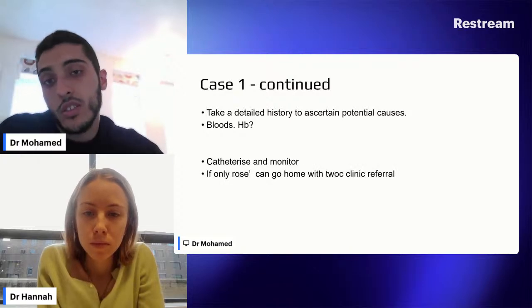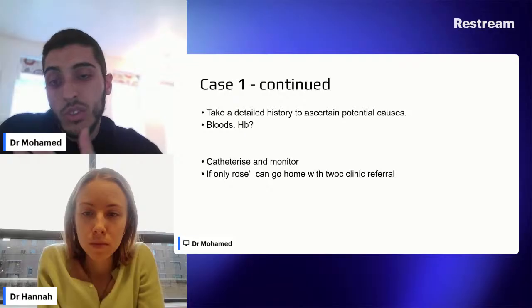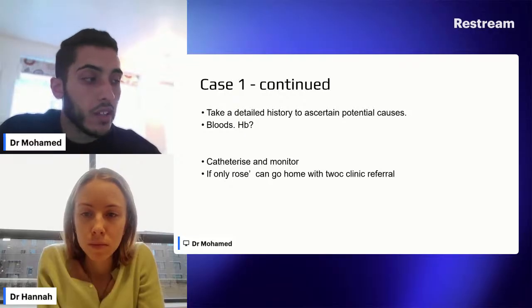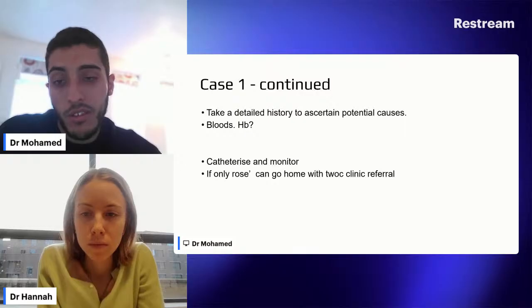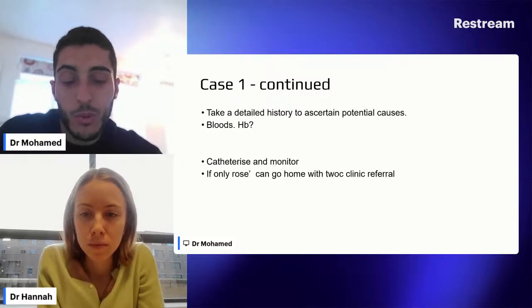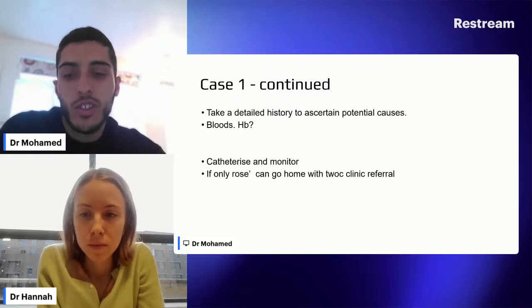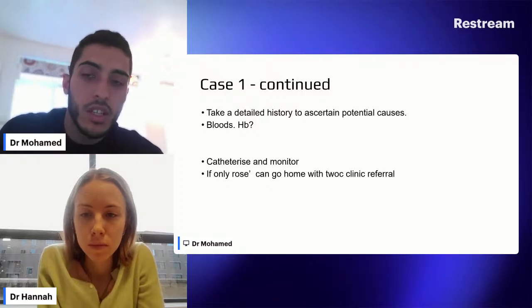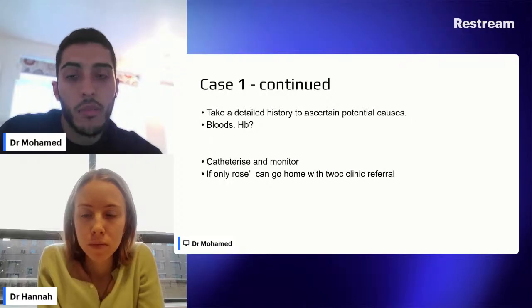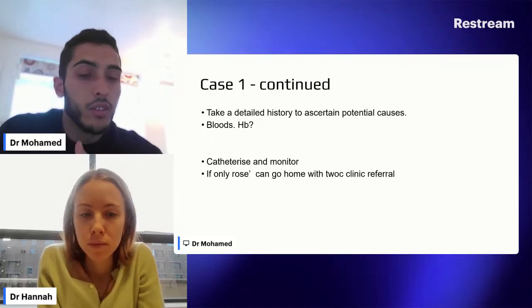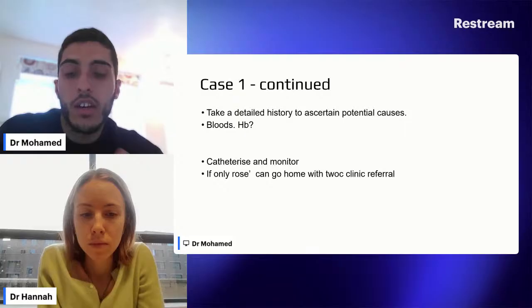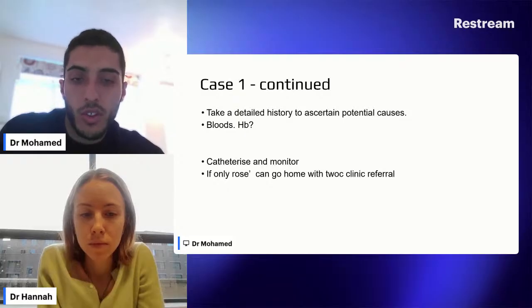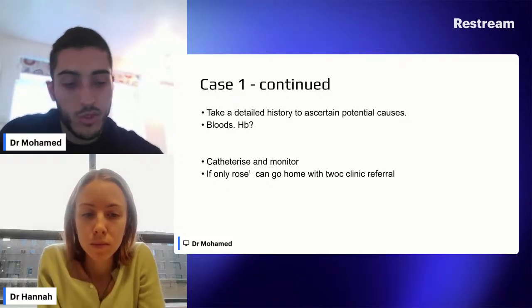If the patient's urine is rosé in color, so remember we described that as, for those that maybe aren't familiar with that, if people don't drink wine or whatever, then diluted squash. Think of diluted squash. If it's that color, then there's no need to keep them in, especially if the hemoglobin is stable, they're not in any pain, and they're not in retention. Then they can go home with, of course, a TWOC clinic referral to remove that catheter in 2 weeks' time.